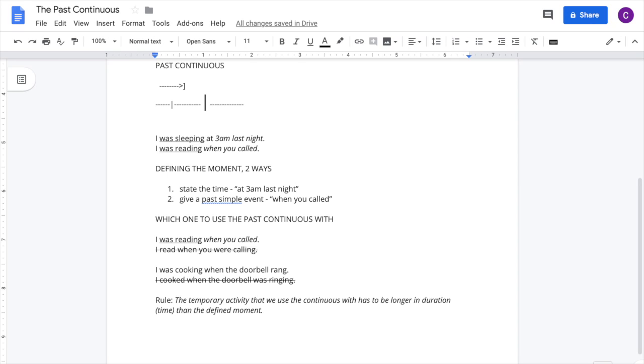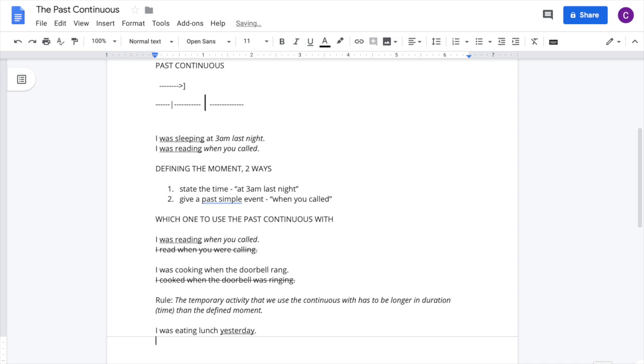Okay, I guess I can show you this in detail. So if I were to say something like, let's say this: I was eating lunch yesterday. Full stop. Okay, so here we have our verb in the continuous, or temporary activity at a past moment. But look, yesterday is a whole day. So yesterday is actually longer.